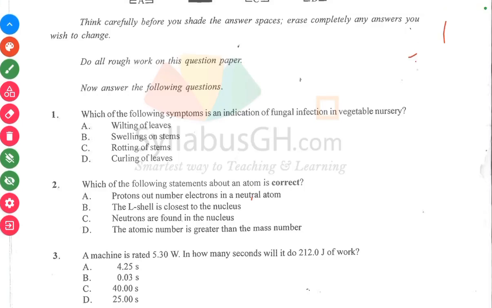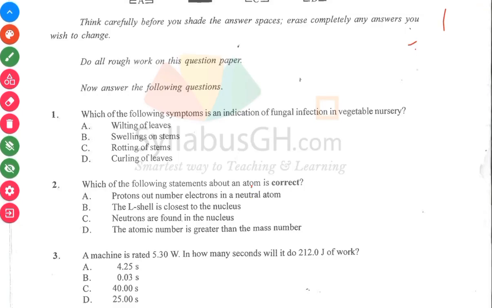So we are starting right away with number 1 for the WASSCE 2023 Integrated Science. Which of the following symptoms is an indication of fungal infection in vegetable nursery? A. Wilting of leaves. B. Swelling of stems. C. Rotting of stems. D. Curling of leaves. And the answer is A. Wilting of leaves.